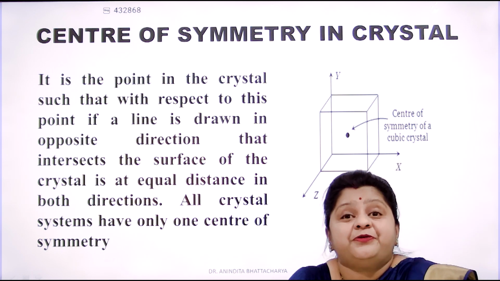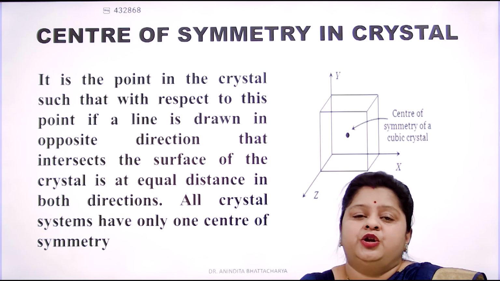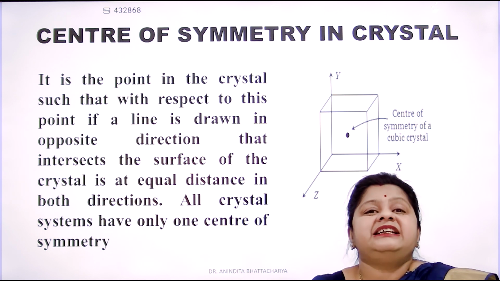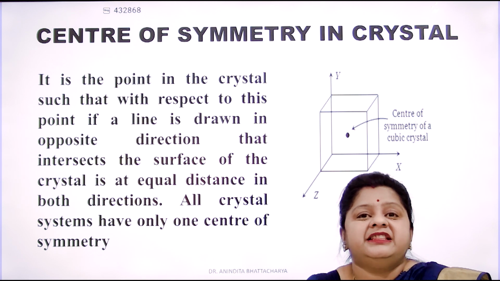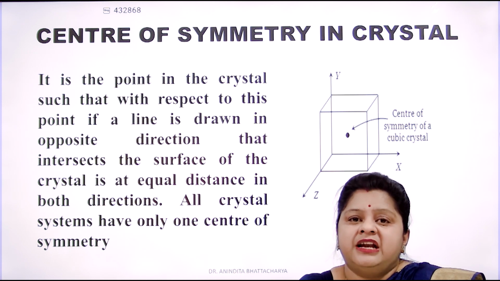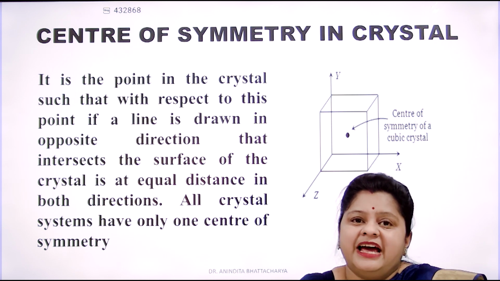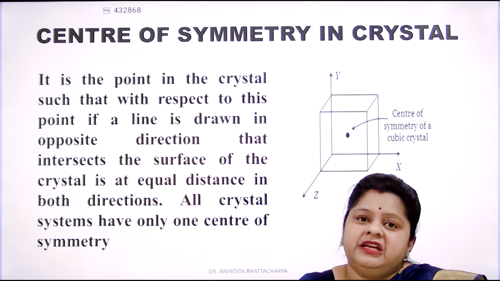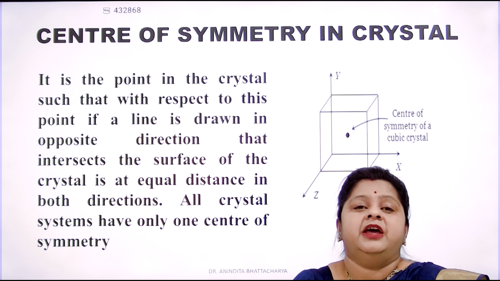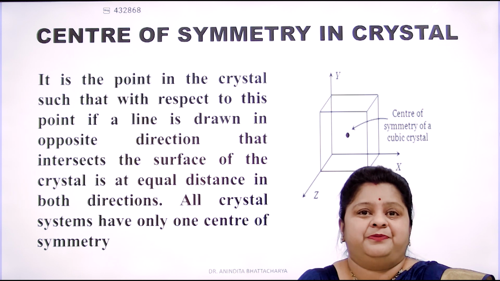Now, what is the center of symmetry? This is possessed by all your crystalline substances, but it is only one. It is that midpoint in the crystal such that if we draw any imaginary line through that point, both the sides or both the lines from that point are equal. So, it is only one per crystal. You cannot have more than one center of symmetry.